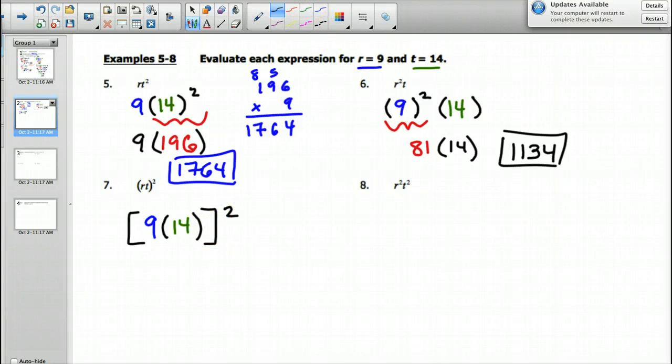We're going to start inside our grouping symbols this time. So the first thing I'm going to do here is 9 times 14. 9 times 14 is 126. So I get 126. And when you square 126, that's like doing 126 times 126. I recommend just grabbing a basic calculator for that instead of doing that all by hand. When you square 126, you get 15,876.